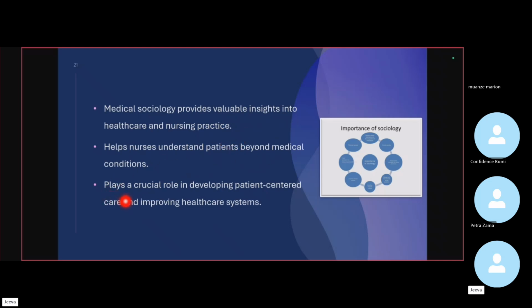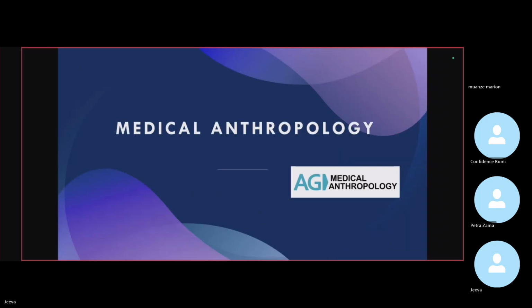Thus, medical sociology plays a critical role in developing patient-centered care, and thus you can improve the overall healthcare system. When you behave properly with your patient, when you respect your patient, they will also give respect. That's how patient-centered care can be given by the healthcare system. Thus, you can improve the overall healthcare system.